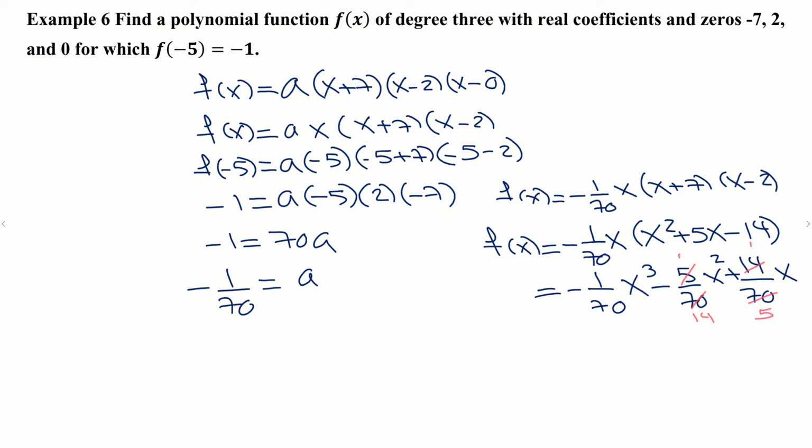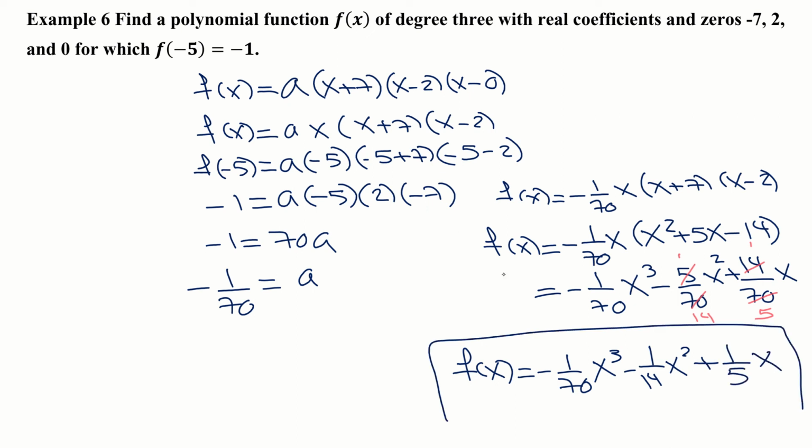So now our final simplified polynomial is going to be f of x is equal to negative 1 over 70 x cubed minus 1 over 14 x squared plus 1/5 x. And that's all there is to it. Okay, so make sure that you have this down, and then we'll proceed.